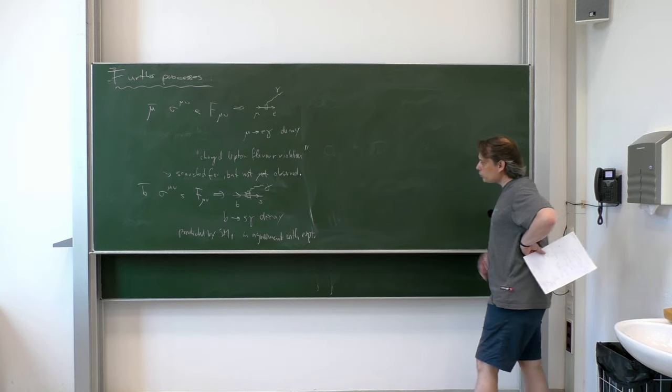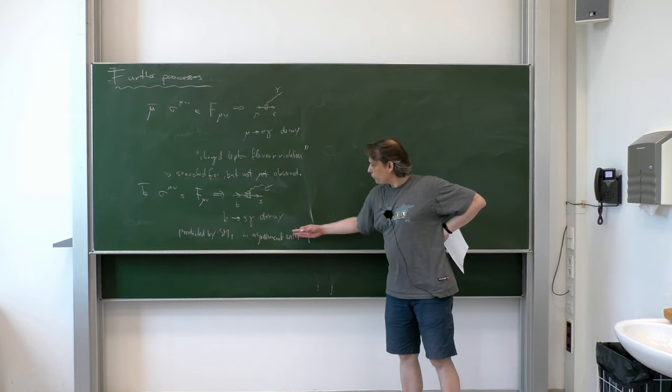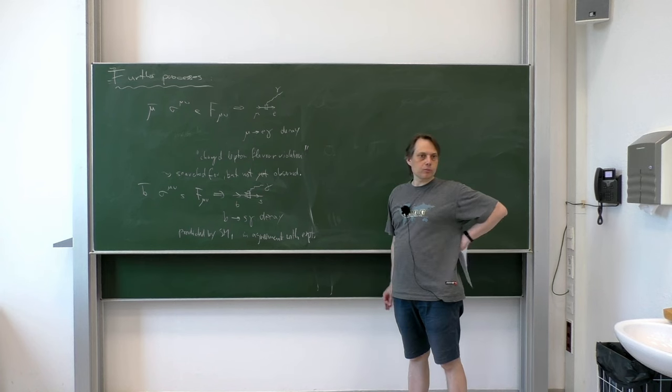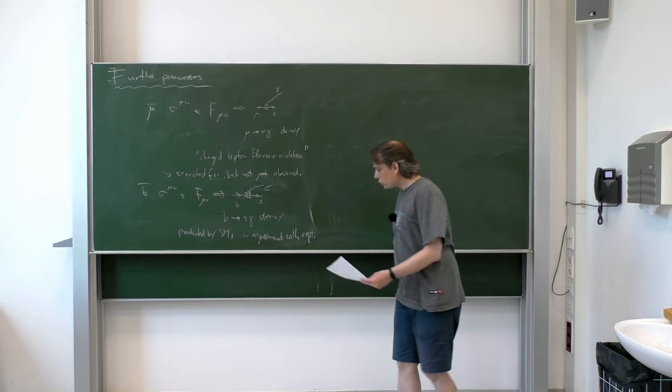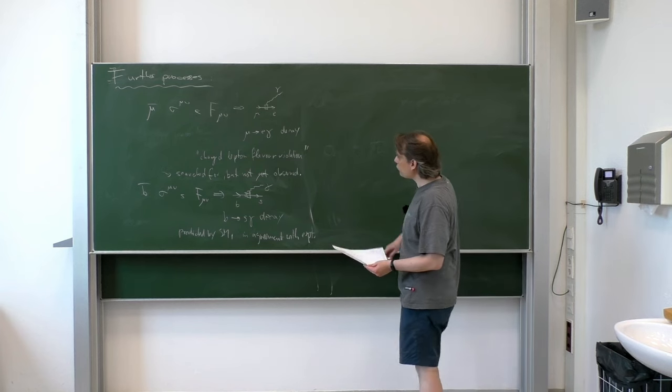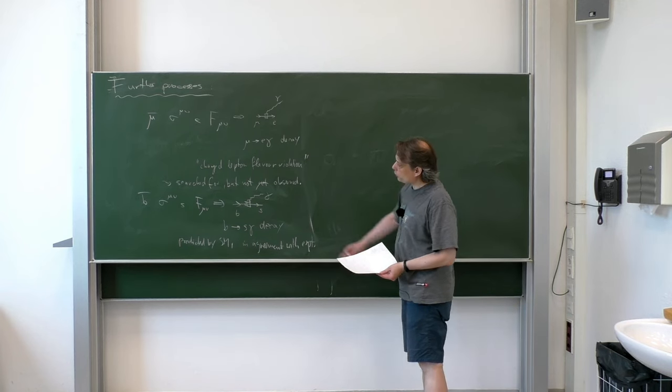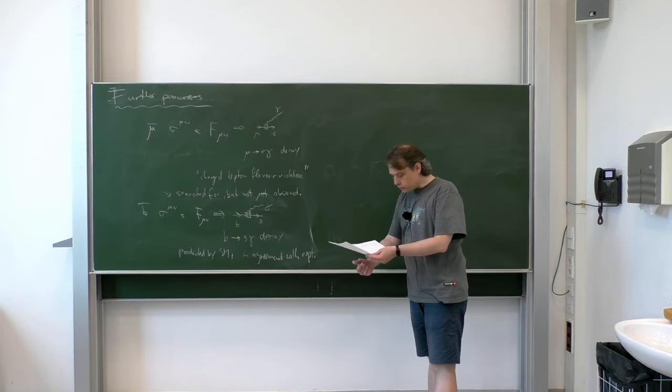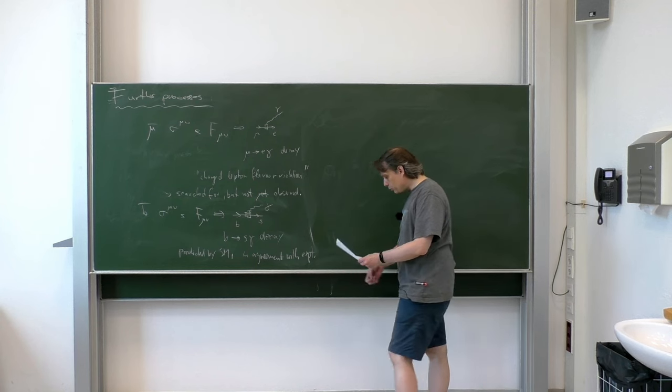And with these precise predictions, there is full agreement between the standard model prediction and experiment. So this was a very big effort of the theory community, but of course also of experimentalists. And here this dimension 5 operator describes the process B to S gamma.